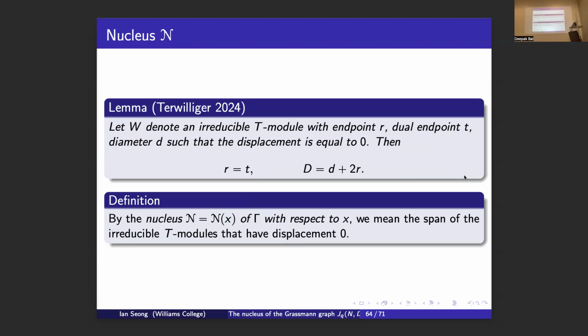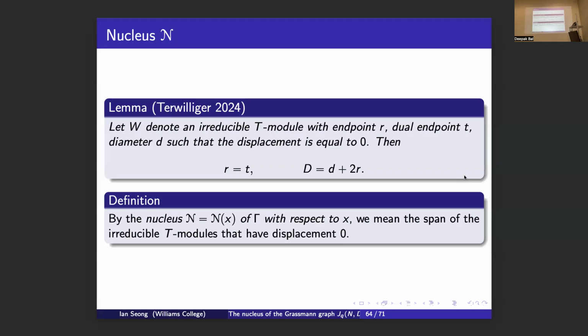Okay, now we started off with a question of when is the irreducible T module symmetric? So here's a lemma by Terwilliger 2024 that says if W is an irreducible T module with endpoint, dual endpoint, and diameter, such that the displacement is equal to 0, meaning it's actually symmetric, then R is equal to T. So the endpoint and the dual endpoint are the same, and the diameter of the whole graph is the diameter of the irreducible T module plus 2 times R. Another way of saying it is the irreducible T module is bang in the middle.